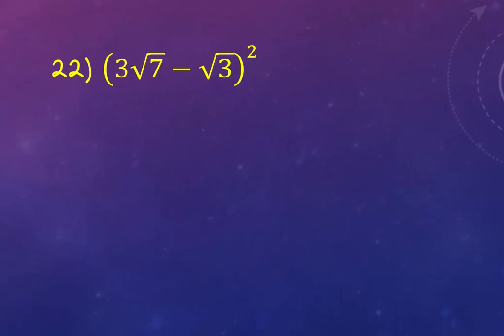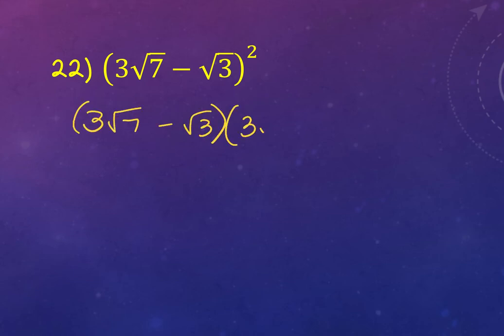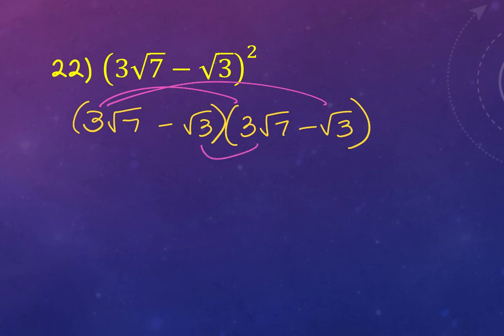Okay, 22, I'm not going to work all the way out. I'll finish it tomorrow. But because it's squared, and we talked about this the other day, this does not mean I distribute this squared, okay? It's a sum or difference, which means I have to expand this as the same, because it's 2 of the same, and then I would FOIL this. So first, outer, inner, last.